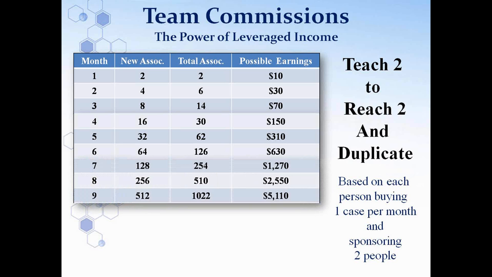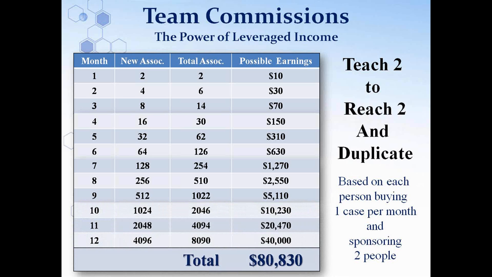Push down to 9 months. You now have over 1,000 people total. $5,000 a month. That's $6 million in the bank at 1% interest. Imagine that in less than a year, 9 months. Everyone just finding 2. At month 12, you have over 8,000 in your group total, generating you $40,000 a month.